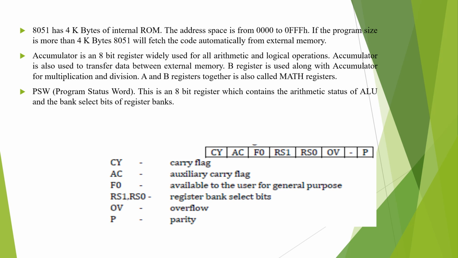So these two registers, that means accumulator and register B, together are also called math registers. There is another register which is known as the program status word. We know that the program status word basically holds the flag bits, and in case of 8051 there are 8 flag bits. That means the flag register is an 8-bit register, but among the 8 bits only 6 bits are used as the flag bits.